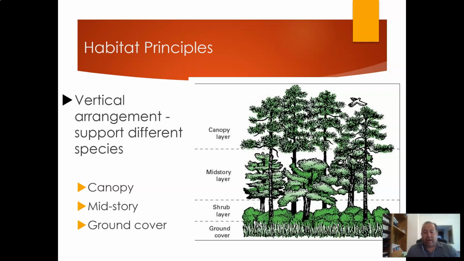bedding down in. When you get down to the really low ground cover, things like mice and small, really tiny mammals that we don't even see because they're so small, they're able to use that ground cover to keep themselves hidden. So all these different pieces of the arrangement of the forest can serve a different role depending on the species of wildlife.